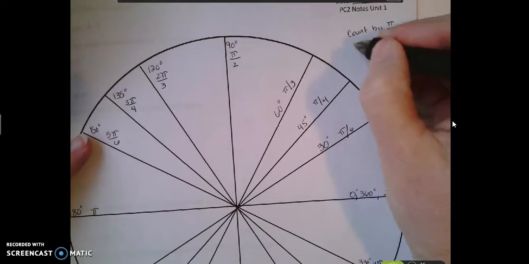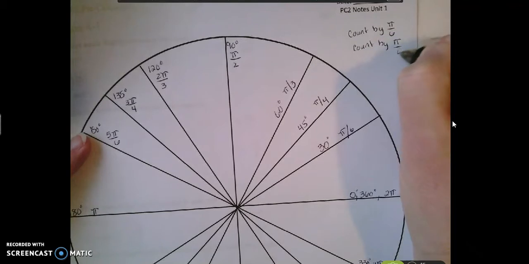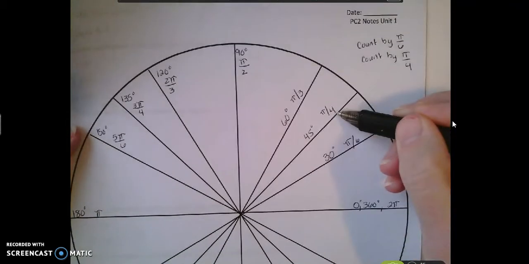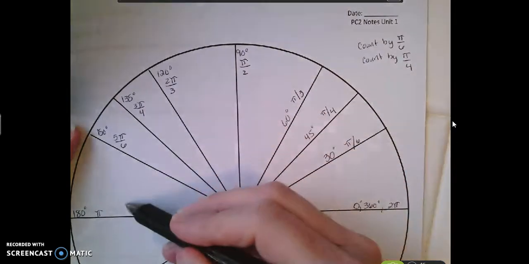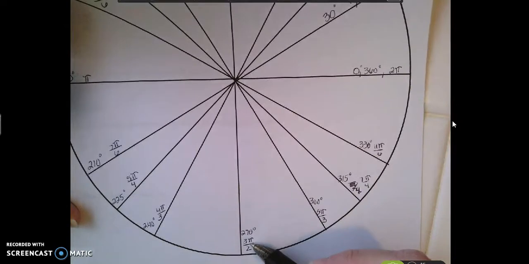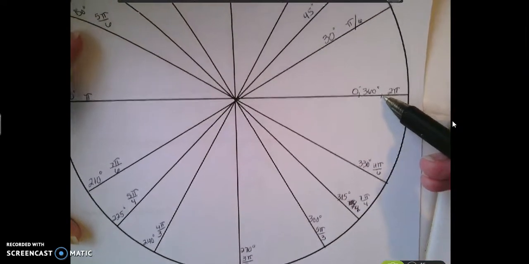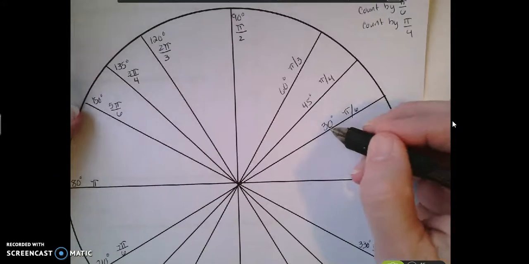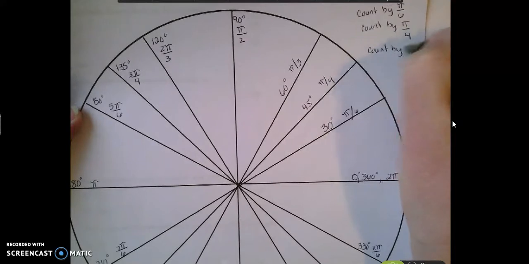And then we're going to go through and we're going to count by pi over 4, or 1/4. So 1/4, 2/4, 3/4, 4/4, 5/4, 6/4, 7/4, 8/4. And then to get our degree measures, we're going to count by 30, and then we're going to count by 45.